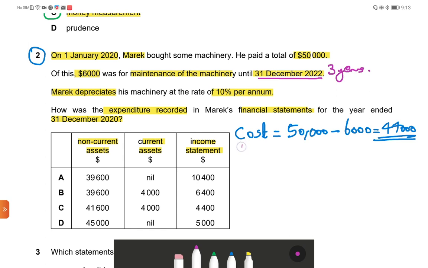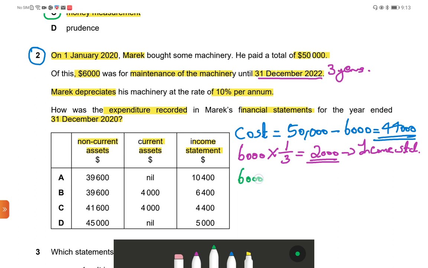So, 6,000 multiplied by 1 by 3, 2,000 we are entering to the income statement. Income statement 2,000. Then the remaining 6,000 minus 2,000 is equal to 4,000. We transfer to current asset.